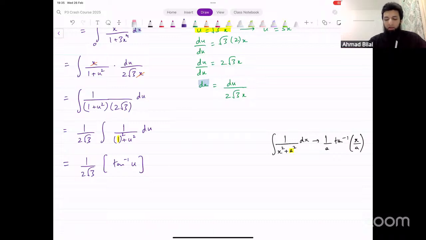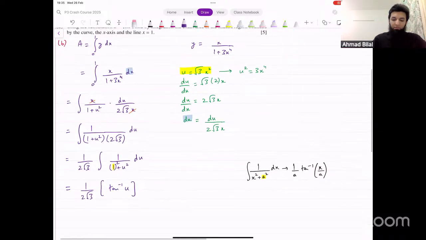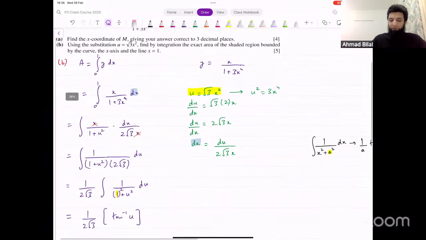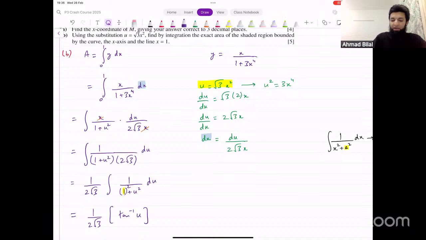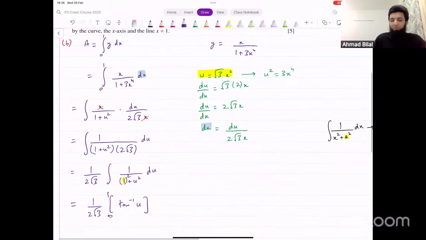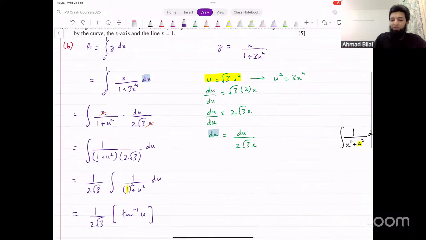Okay. Now, what about the limits? Let's change the limits as well. If you feel you might forget changing the limits and you might just input 0, 1 here, make it a habit to evaluate the limits alongside this working in the very beginning so that you don't forget later on. What's the lower limit and what's the upper limit? You have to clearly write them so that you don't mix them up.